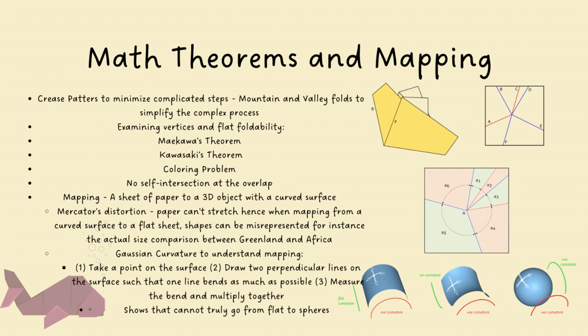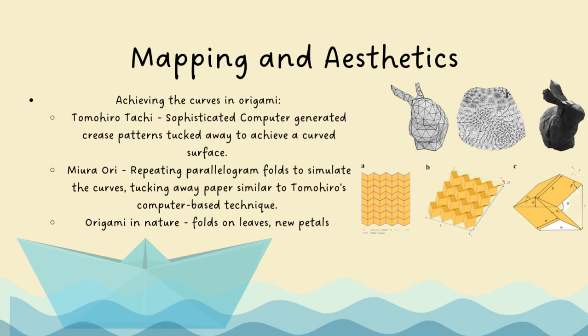So it's really difficult to take a curved surface and map it to a flat sheet, and shapes can be highly misrepresented. The Gaussian curvature can also be used to understand this mapping process. So if we look at the bottom figure, we can tell that a sphere has positive curvature, which means that it's really difficult to map from a sheet of paper to a curve. However, with origami, it's really easy to cheat this process and achieve the curves.